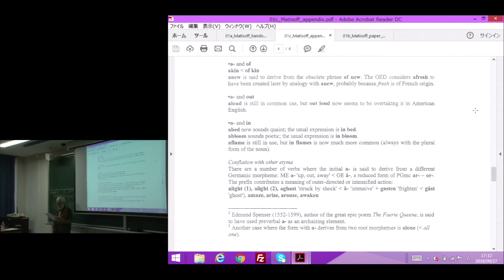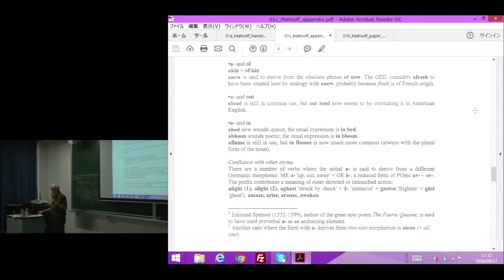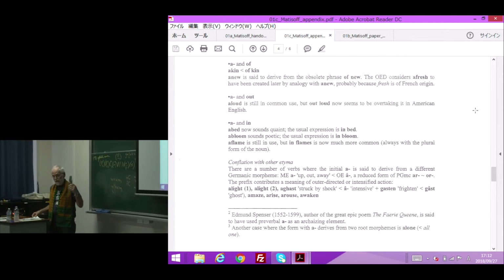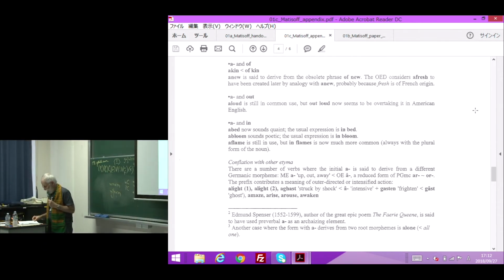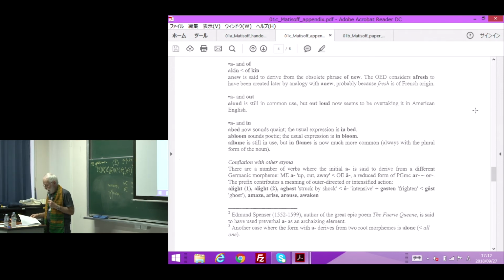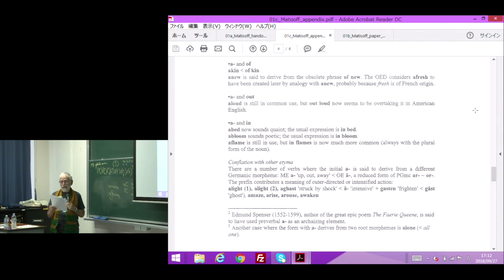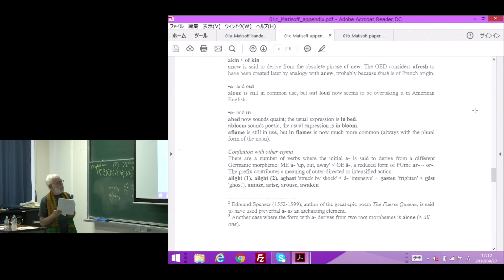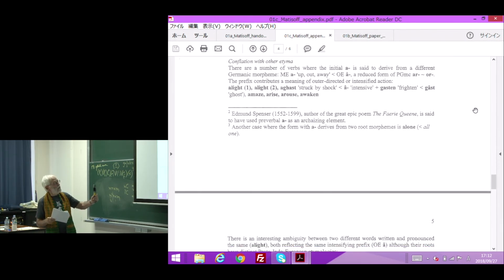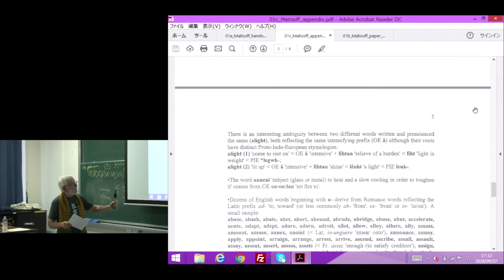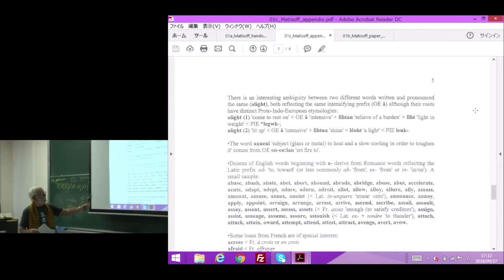Okay. Now, another point I want to make is that there are lots of words which begin with a, which have nothing to do with this particular prefix. Some derive from an intensitive prefix. A lot of words are from Romance languages, especially from French, where the first element is a, but that has nothing to do with what we're talking about.